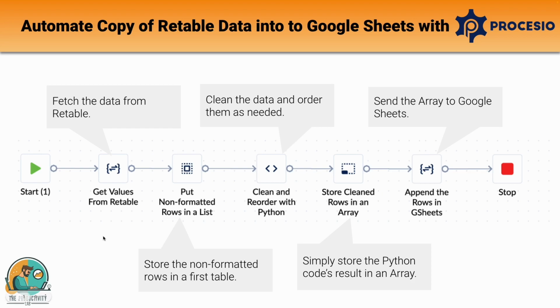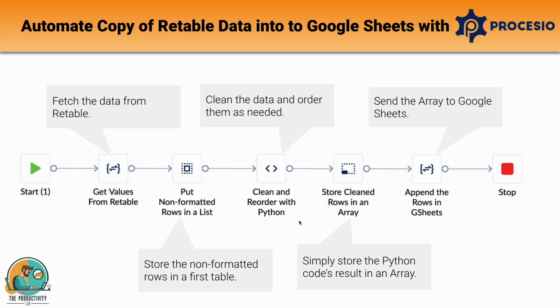So the first step of this process is, of course, to get the value and the data from your Retable. You store some of this value in a list, because the next step is to create a Python node and put some code inside. I know that it's defeating a bit the purpose of no code, but Procesio gives you the opportunity to also run some Python or JavaScript code. And in this case, it's really convenient.